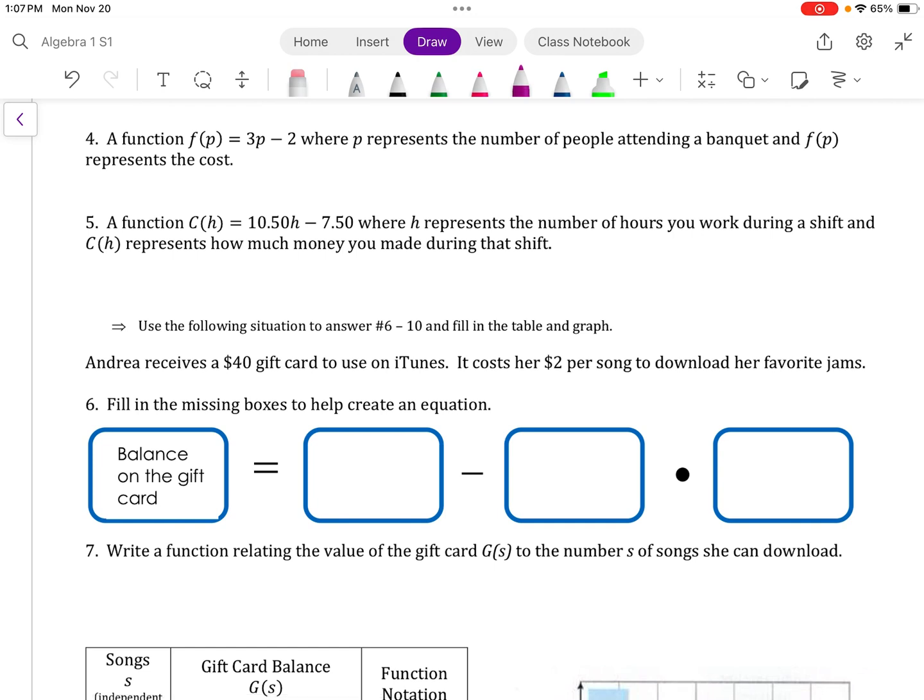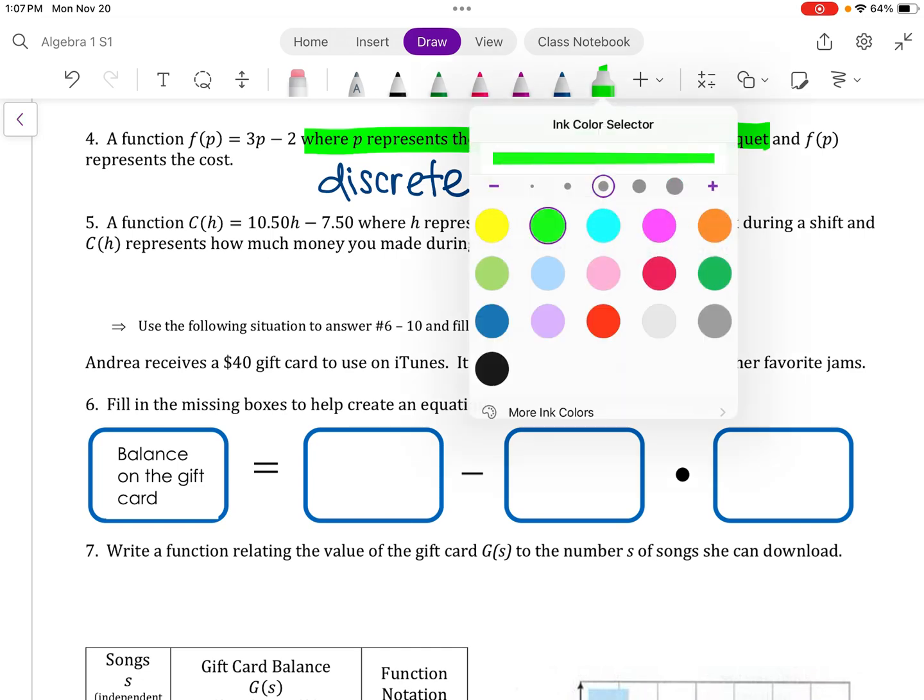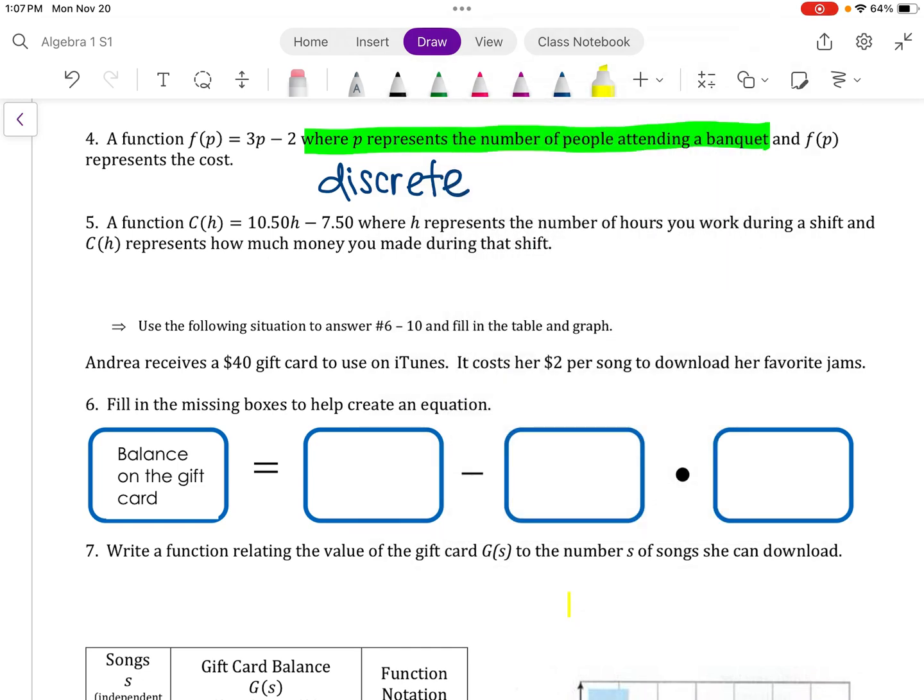All right, this next one. The number of people attending a banquet. This is discrete. There is a certain amount of people. I can't pay half because my child eats half the food. All right, the number of hours worked. You work during a shift, so that would also be discrete. How many hours did you actually work?